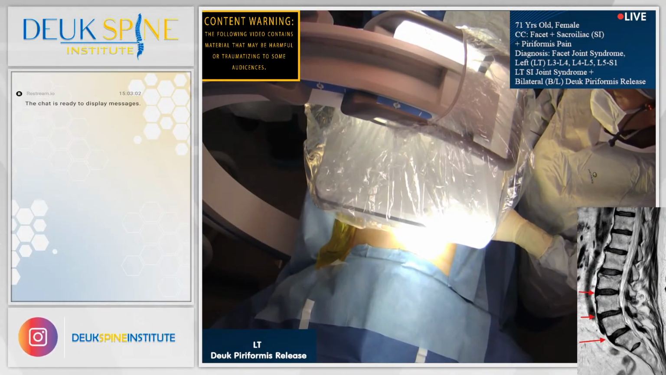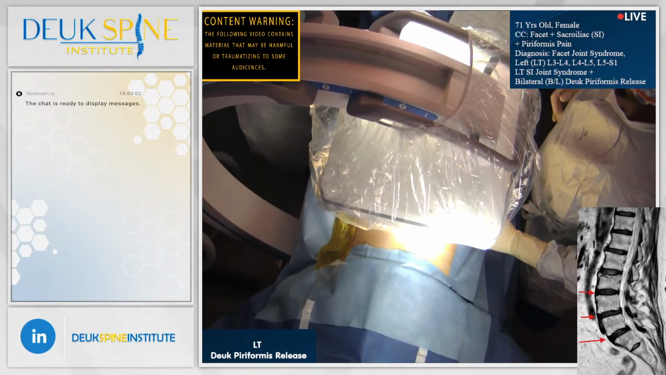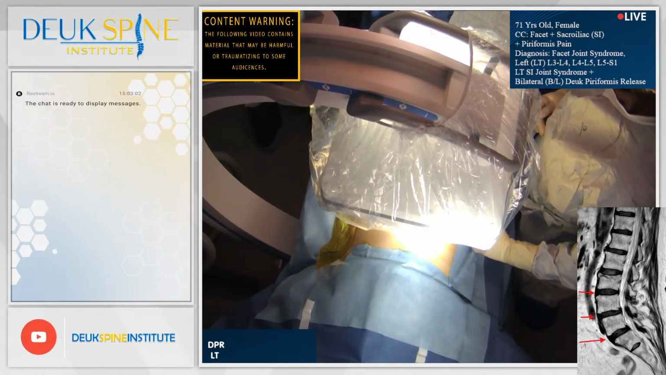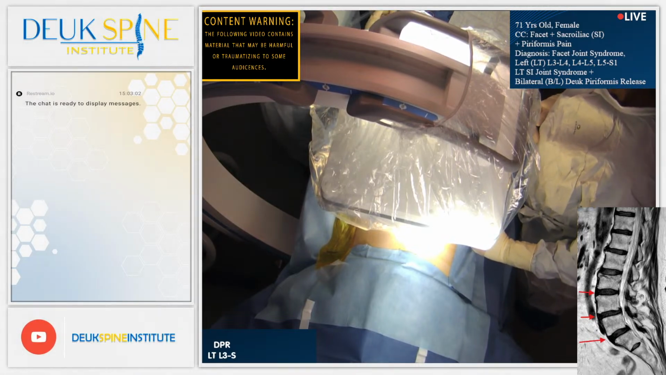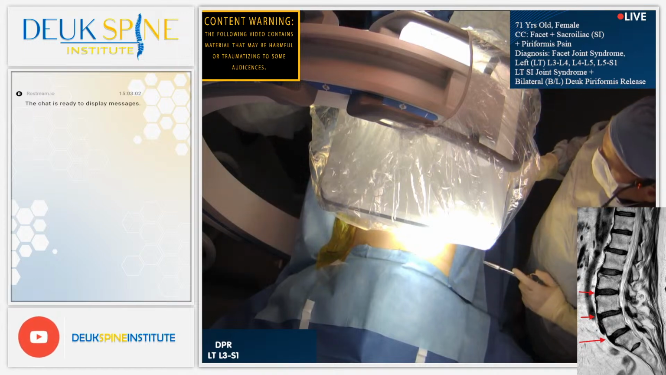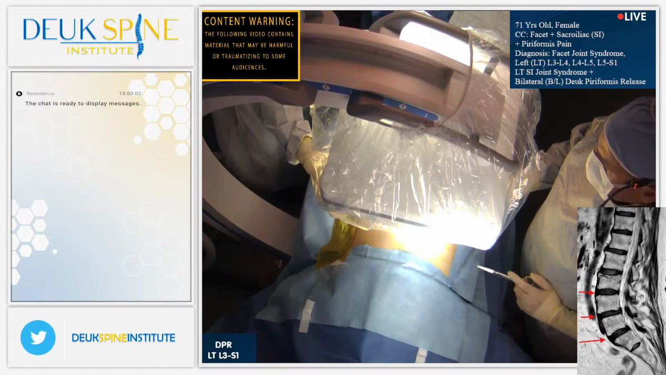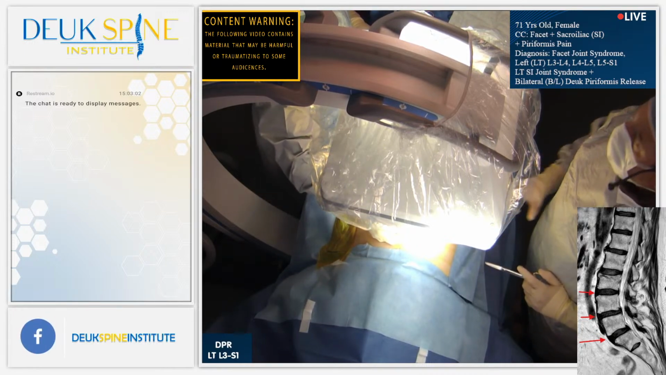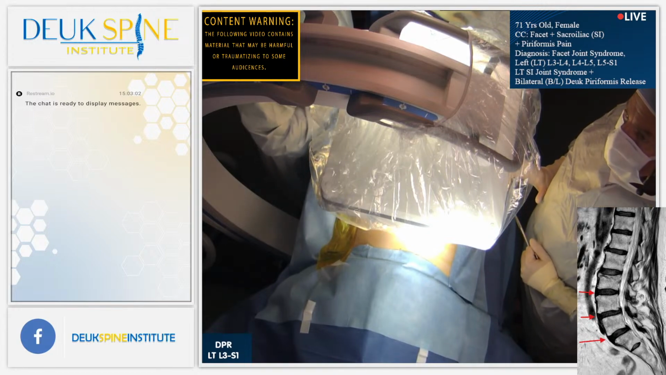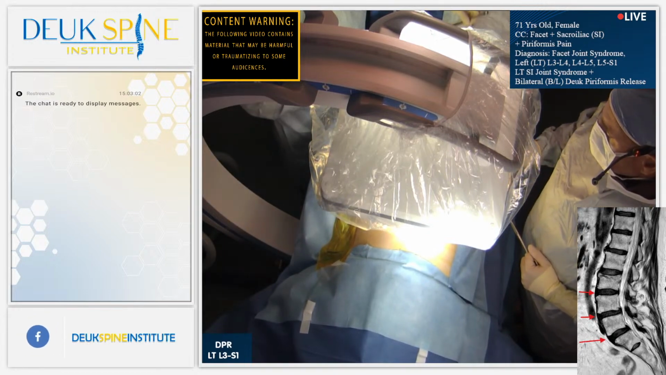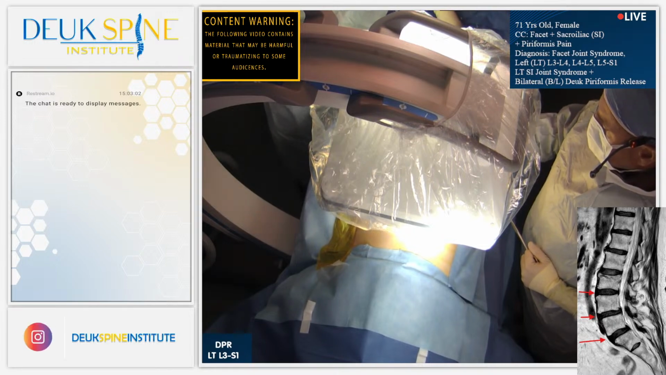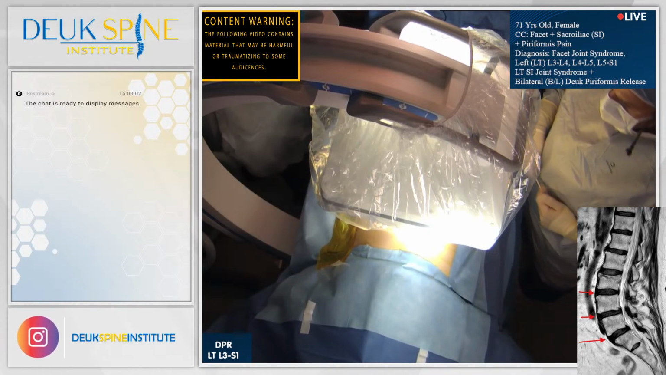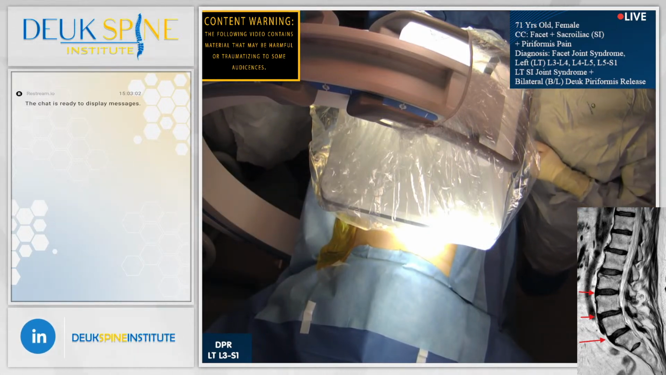We're streaming live spine surgery. Our patient is here with several problems. Most notably, she has back pain coming from her facet joints on the left side at L3-4, L4-5, L5-S1. She also has pain coming from the piriformis muscles on both sides and her sacroiliac joint on the left side. We're going to be treating all of these areas. We're going to start by treating the facet joints on the left at L3-4, L4-5, L5-S1.